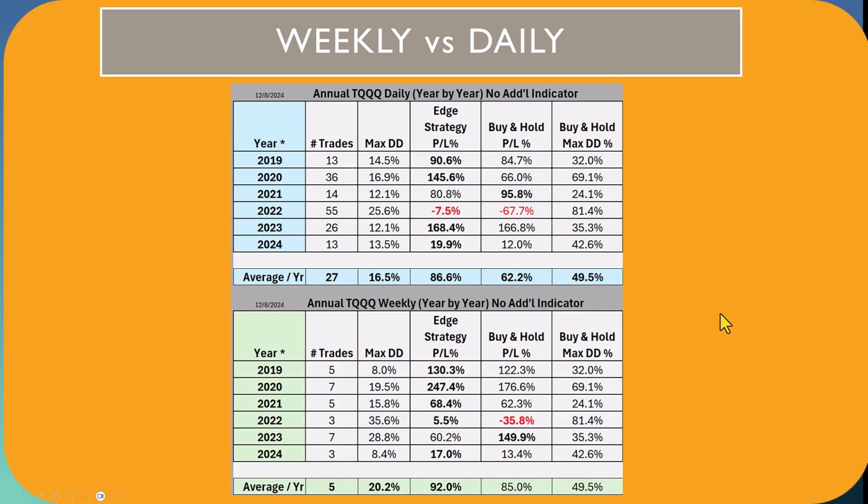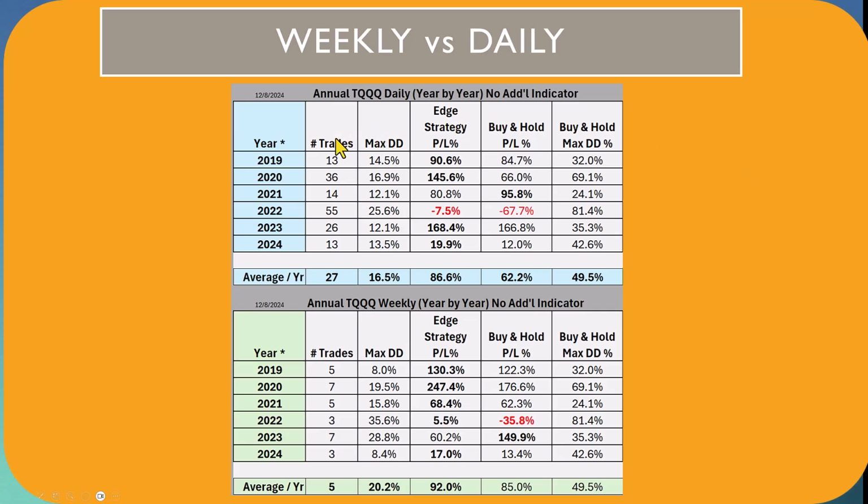The strategy has stochastics that can be run based on a daily or a weekly version of stochastics. The strategy itself only runs on a daily chart, but the stochastics can be adjusted to work on either a daily or weekly basis. And this is important because the characteristics are a little bit different for each. So I wanted to show you how they compare.